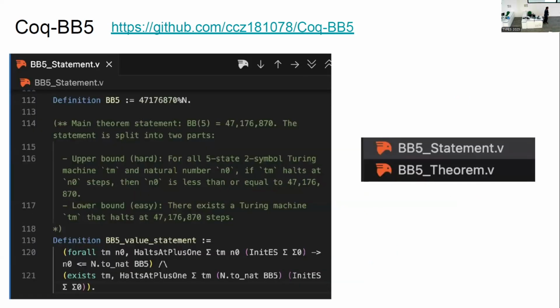So here's a statement of the theorem in Coq. I want to highlight that all the definitions and the theorem statement with comments only ends up in a file that's relatively small and quite transparent. You don't need to be an expert in Coq. I was certainly not an expert in Coq to understand it. And here, the theorem about the value is saying, well, for all Turing machines and halting time, if you halt at that time, then the halt time is less than BB5. And otherwise you do not halt.